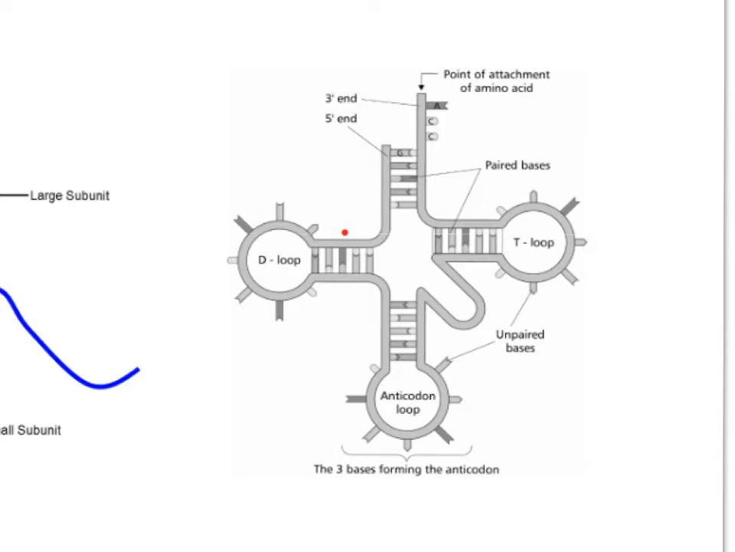However, there is base pairing in tRNA. You can see at these regions here, complementary base pairing. There are some double-stranded regions, whereas mRNA is completely single-stranded.